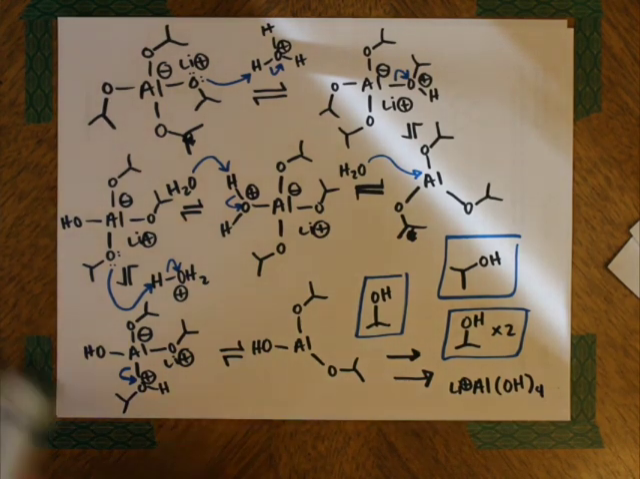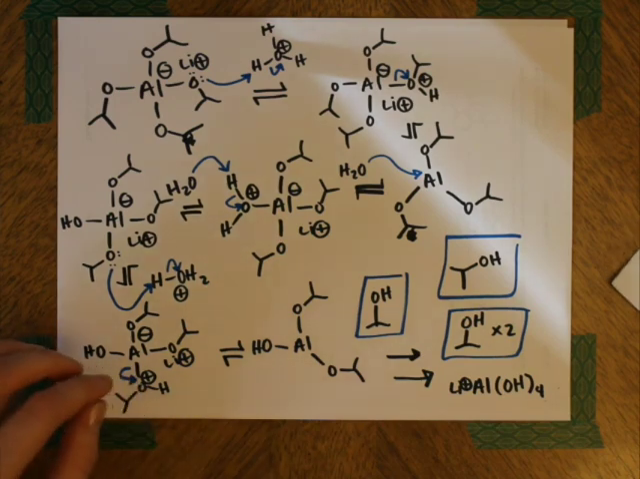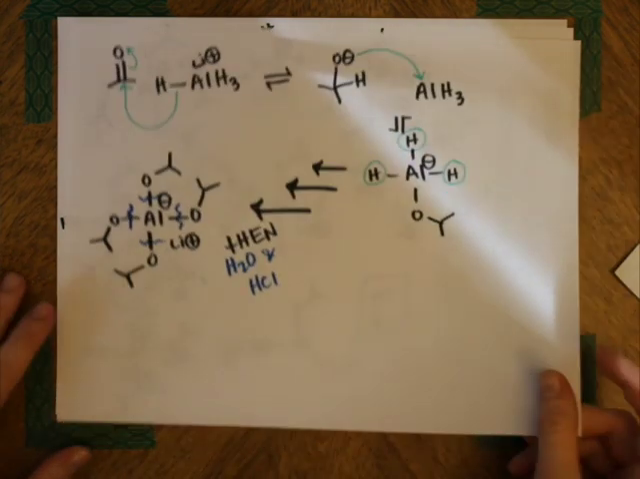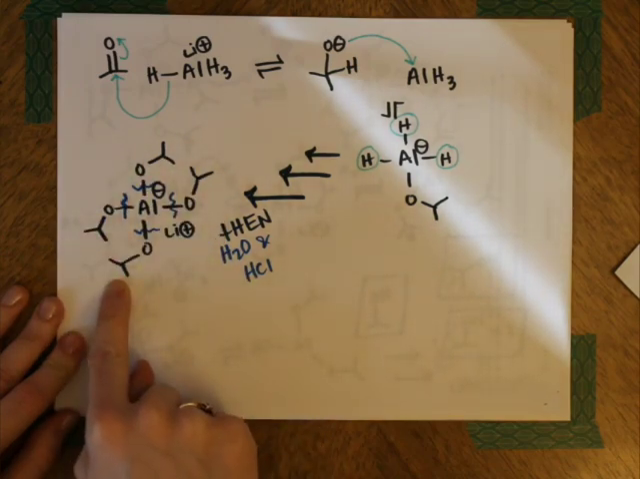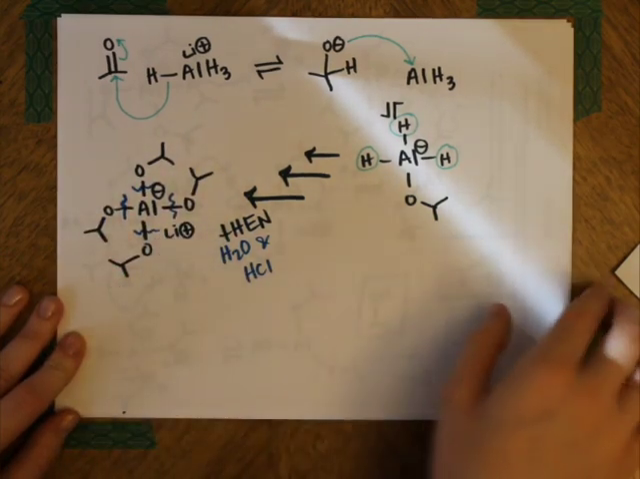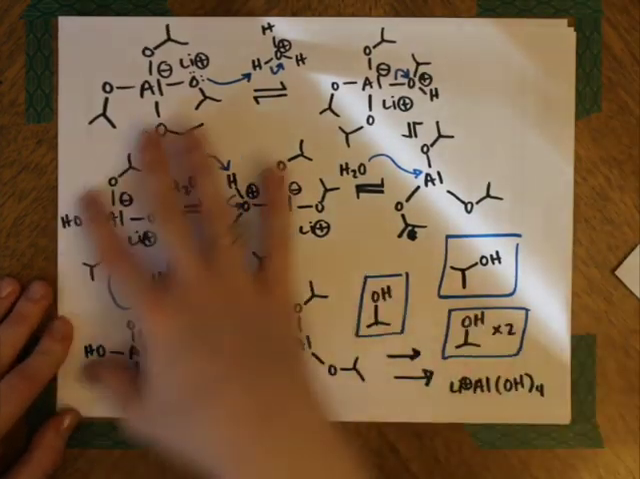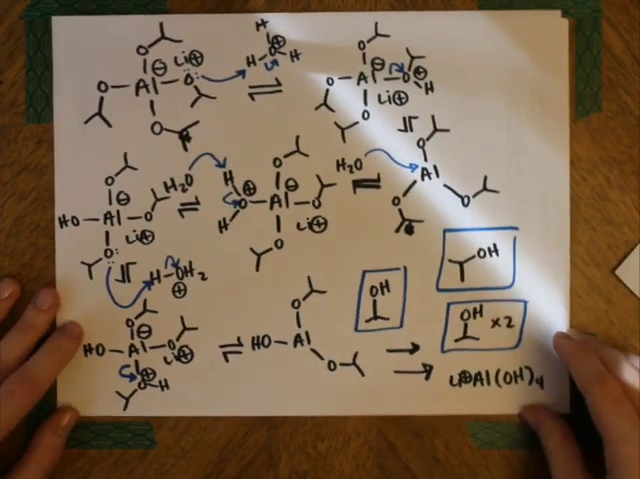Cool. So that was a really long, cumbersome step, but that's why we need to have 2 steps. We need to have that first step where we end up making this intermediate, and once we're fully finished making this intermediate, then we can come in with water and HCl and finish out this whole reaction. So I hope that that was clarifying.